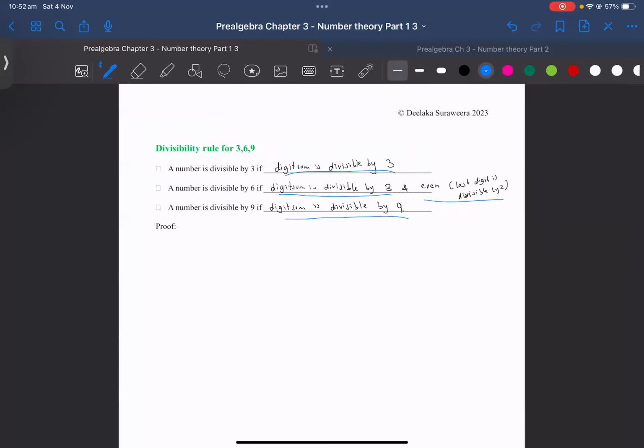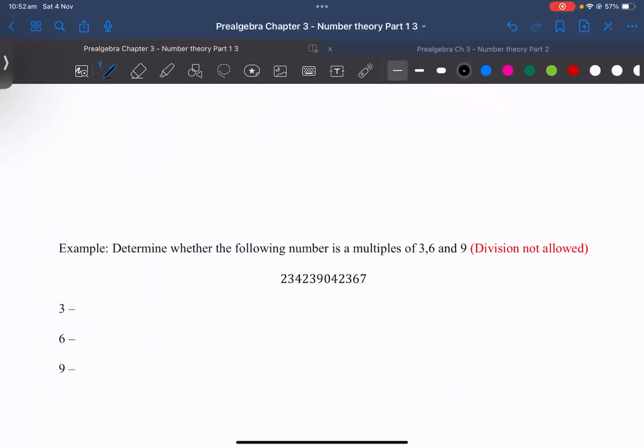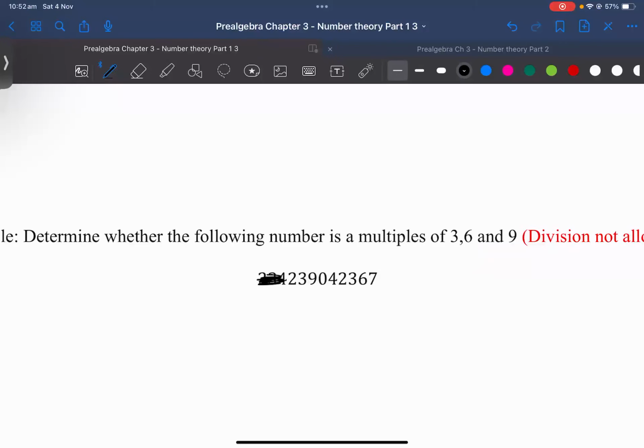So we're going to practice this on a couple examples now. Let's do one together first. I'll cut off some of the numbers. Just do the small number, because otherwise the numbers get huge. So ignore the first 3 digits. Is the number 23904237 a multiple of 3, 6, and 9?